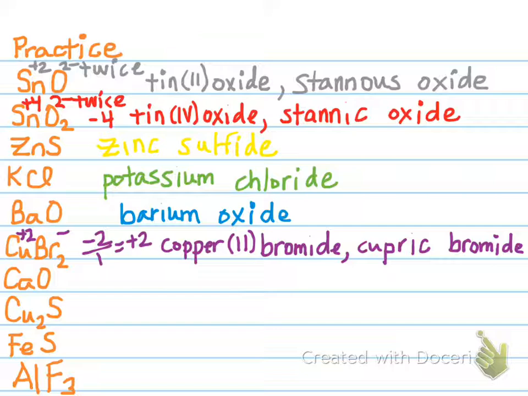CaO, metal and nonmetal, so it's an ionic compound. Ca, tall column, so I don't have to name it twice. Ca is calcium ion, O is oxide. This is calcium oxide.